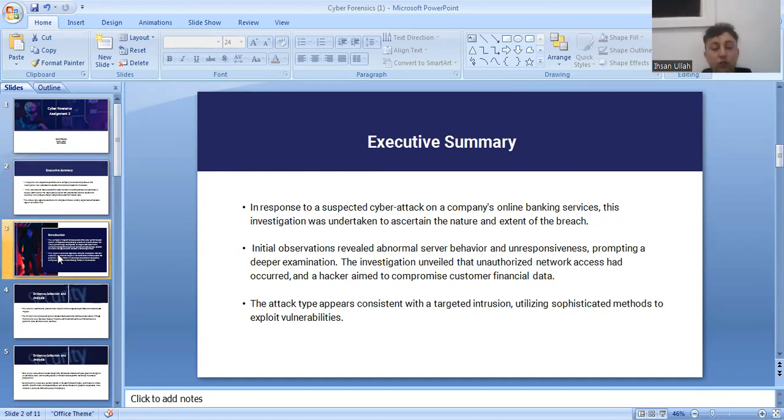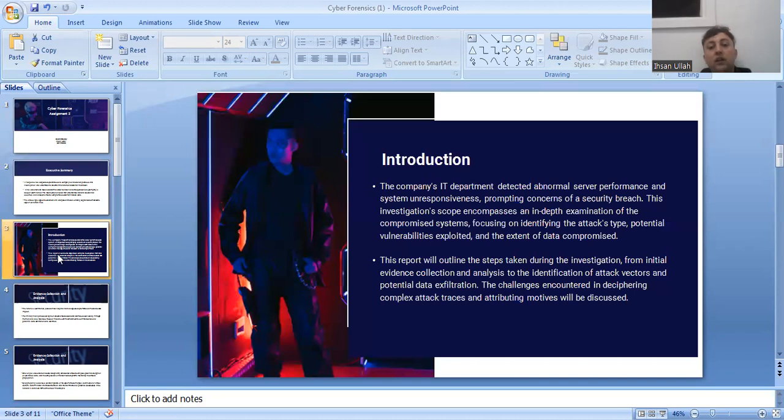Now, let's go to the introduction. The company's IT department detected abnormal server performance and system unresponsiveness. So, what did they think? They thought that there was a security breach. The investigation's scope encompasses an in-depth examination of the compromised systems, focusing on identifying the attack type, potential vulnerabilities exploited, and the extent of data compromised.